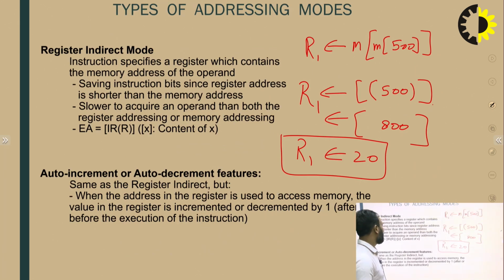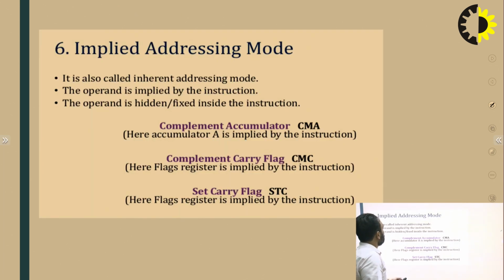Auto increment and auto decrement modes are generally used when we store or retrieve values to move the stack pointer from one location to the next location. Generally it increments the value, same as the register indirect mode. When the address in the register is used to access memory, the value in the register is incremented or decremented by 1 after or before the execution of the instruction. As I said earlier, what is implied mode? It is the complement of accumulator that is generally used when the source and destination of the operand are the same.